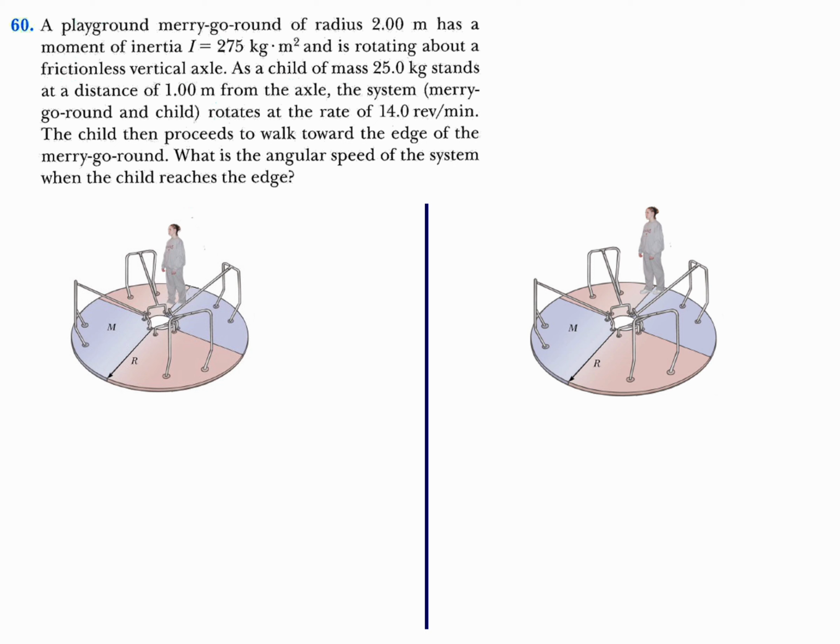So in problem number 60, we have a playground merry-go-round with radius 2 meters that has a moment of inertia of 275 kilogram meters squared, and it's rotating around a frictionless vertical axis. As a child of mass 25 kilograms stands at a distance of 1 meter from the axle, the system rotates at 14 revolutions per minute. The child then proceeds to walk towards the edge of the merry-go-round. What's the angular speed of the system when the child reaches the edge?